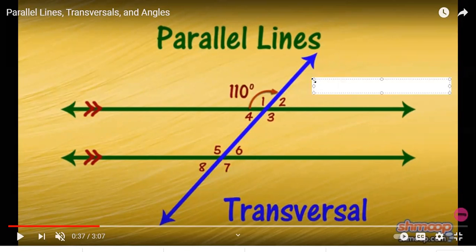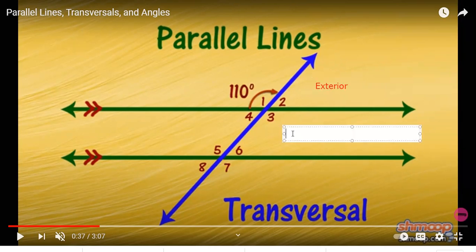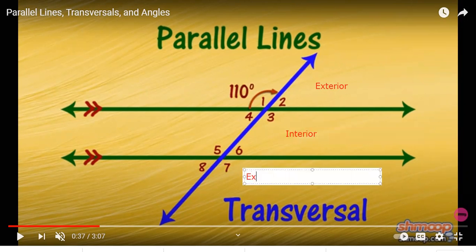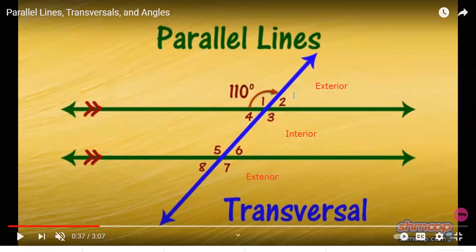We said that this part is called exterior. We can say that this one is exterior, and we can say that this region is called interior, and this part is exterior. And we said that we have alternate interior angles, which we can find between the two parallel lines, one on the right side and the other on the left side.